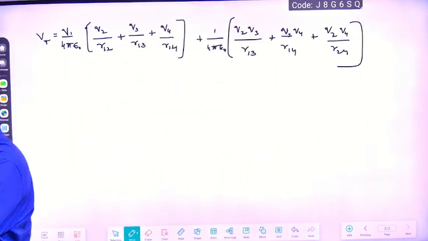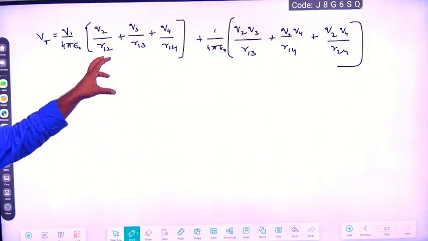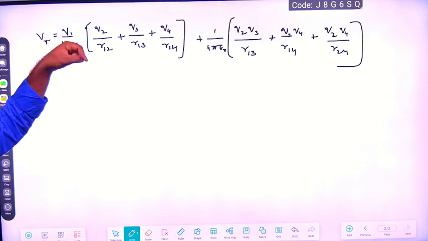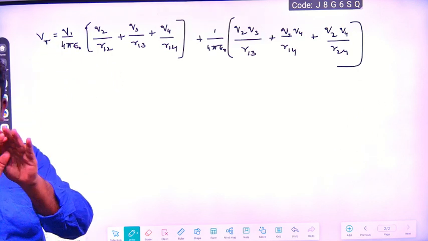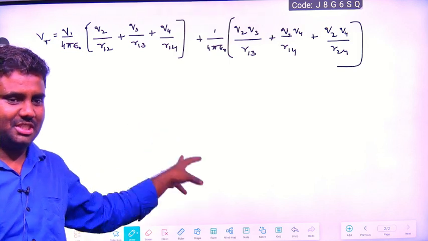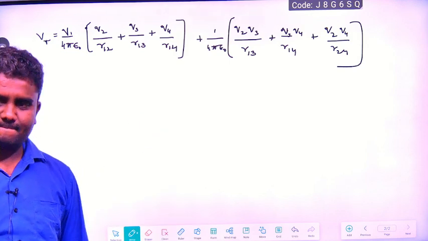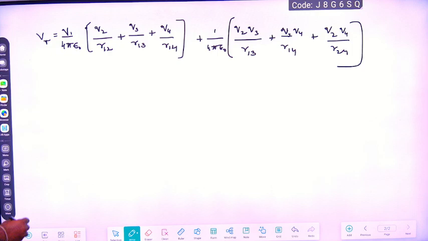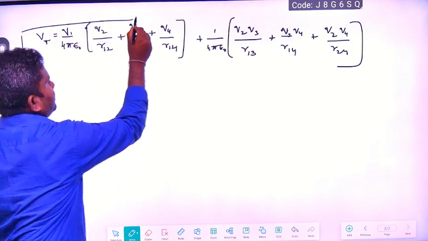That much potential is there. That much work you need to do to bring all the charges, to assemble all the charges in that region. Okay, this is the total potential. Understood? So, this is the final answer due to the system of charges.